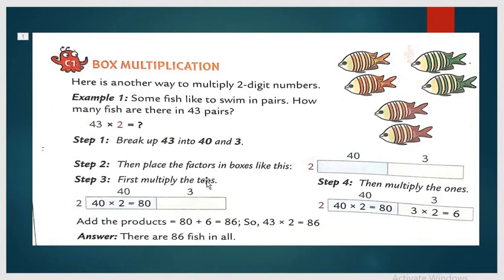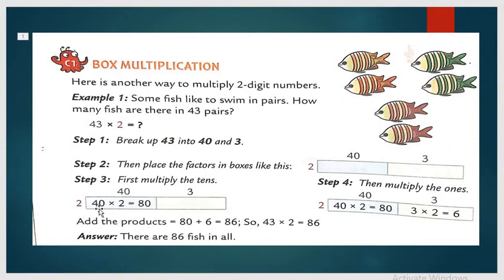Let's take step number 3. First multiply by tens. So 40 multiply by 2, because we take 40 here from 43 multiply by 2. Why did I write 40 multiply by 2 here? Because, read the first step: 43 breaks up into 40 and 3. So 40 multiply by 2. 4 2s are 8, so 4 2s are 80, which means 4 2s are 8 and the 0 stays as it is.